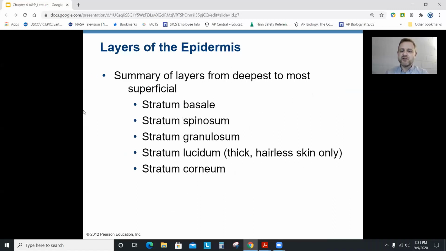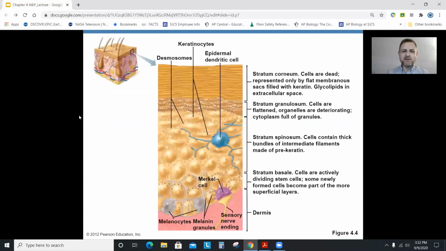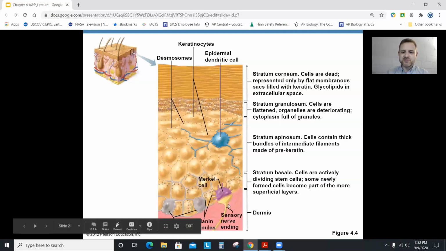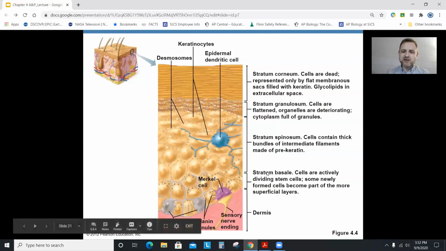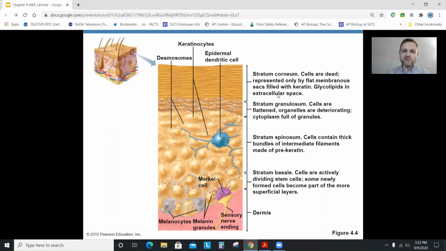So just to review, the layers in order from bottom to outward. From deep to superficial is the stratum basale, the stratum spinosum, the stratum granulosum, the stratum lucidum, which isn't always there, and then the stratum corneum. Let me just show you this picture. So this reviews that. Here's the dermis. You have nerves in your dermis, and melanocytes that produce melanin. Then here we get to the stratum basale, spinosum, granulosum, this one that doesn't show lucidum, and then corneum.